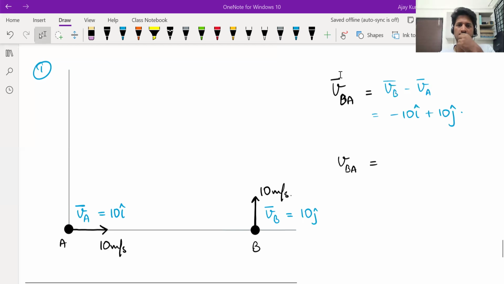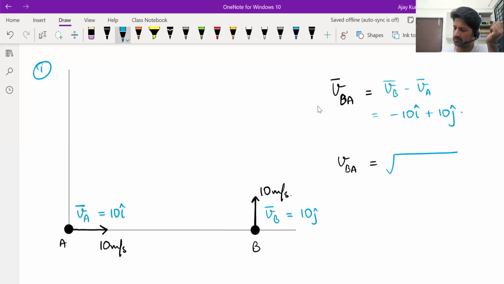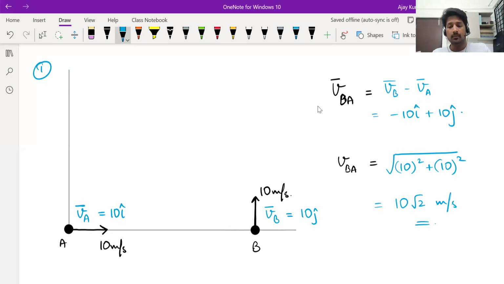Sir, is it 10 root 2? Okay, fine. So you just have to take the magnitude of this vector, and magnitude of a vector is the square root of the sum of the square of its x component and the square of its y component. Whether you write 10 square or minus 10 square, it's not going to matter. It will be under root 200, that is 10 root 2 meters per second. That is how fast B appears to move as seen by A. It's not actually moving with that speed, but it appears to move with that speed.